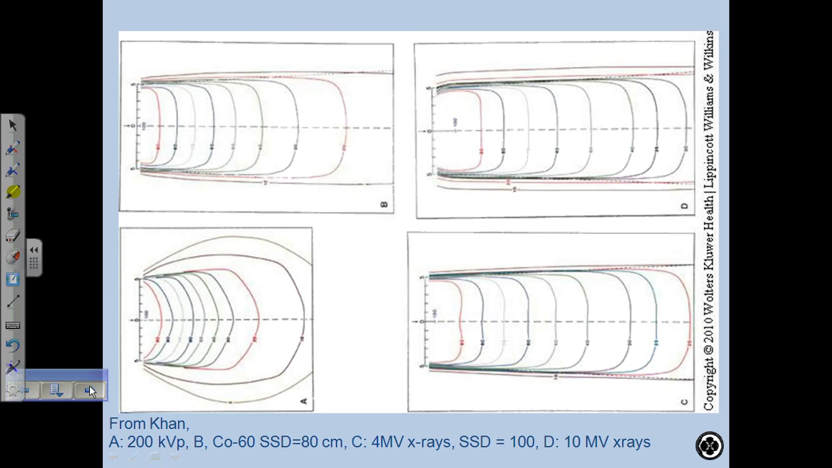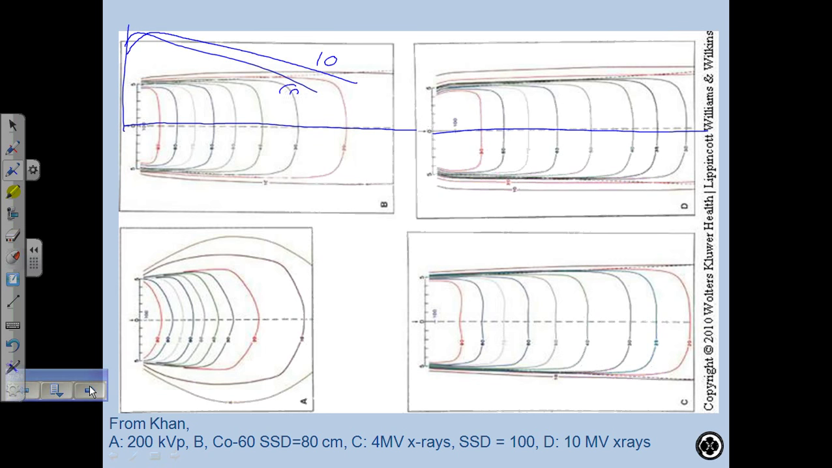So I could take a profile down here, and if I took a profile and plotted all the numbers, it would look like this. What is this now? B is cobalt? Yeah, B is cobalt. So it would look like that. It would look like a PDD if I did that. And if I did a profile for 10 and plotted it, it would look like the 10 PDD. It would look like that. 10 versus cobalt. Okay? So the PDDs are different. What else?